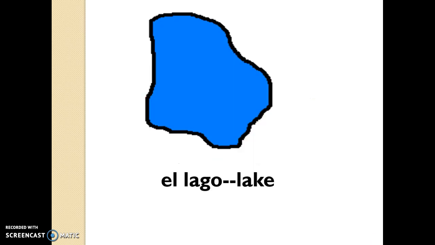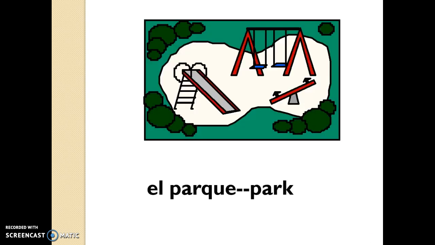El lago is lake. El lago. Lake. I would call it a cognate. It's 4 letters. It starts with the same 2 letters. So it's definitely close enough that you can remember lago means lake. El parque is park. El parque.